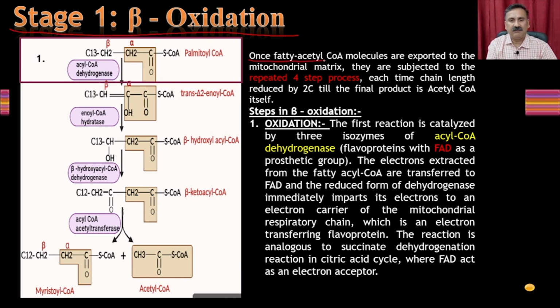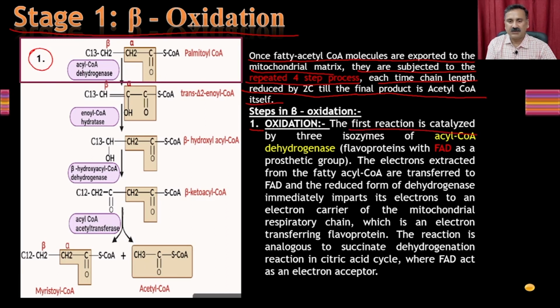Once the fatty acid molecules are exported to the mitochondrial matrix, they are subjected to a repeated 4-step process, each time reducing the chain length by 2 carbons till the final product is acetyl CoA itself. So what are the steps in the beta oxidation? The first step is the oxidation.